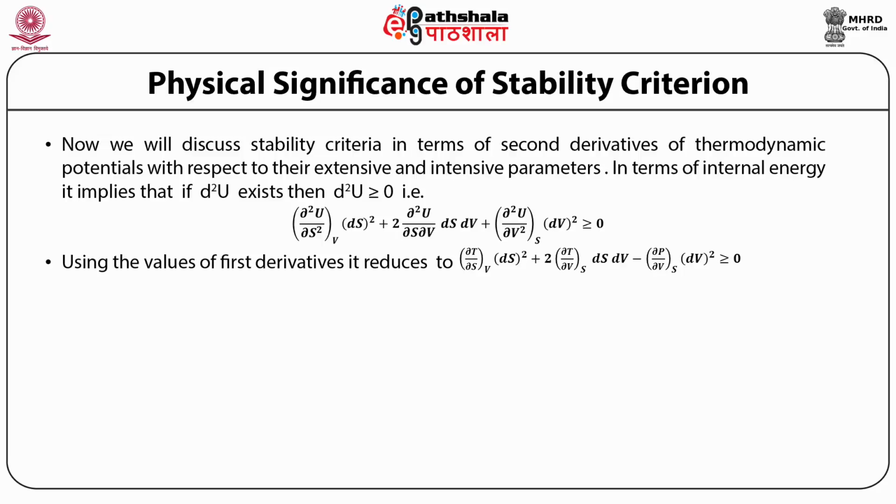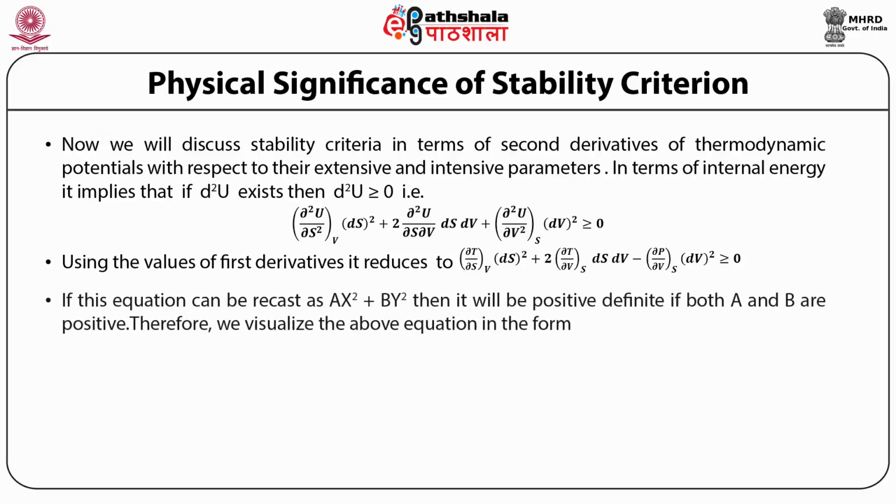delta T by delta S at constant volume dS square plus 2 times delta T by delta V at constant S dS dV minus delta P by delta V at constant S dV whole square is greater than or equal to 0. If this equation can be recast as ax square plus by square, then it will be positive definite if both a and b are positive.